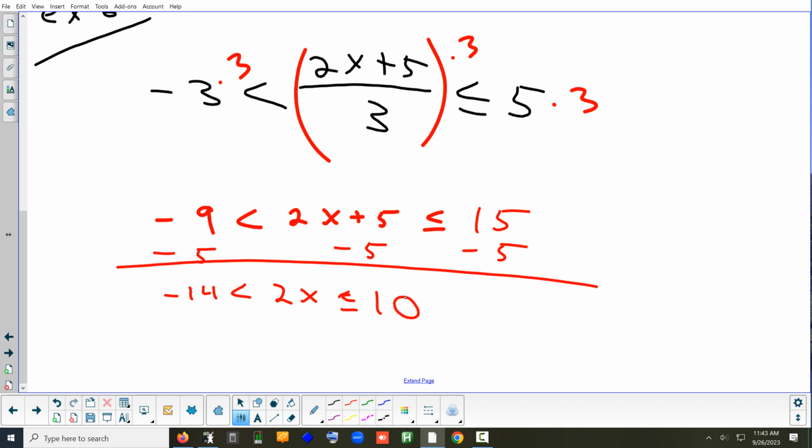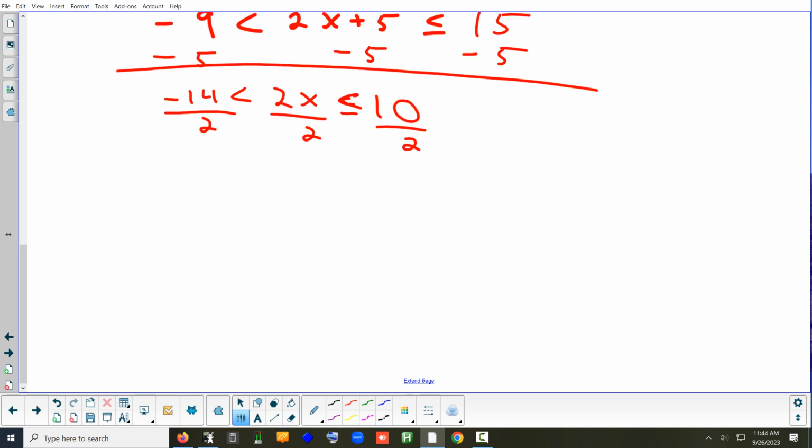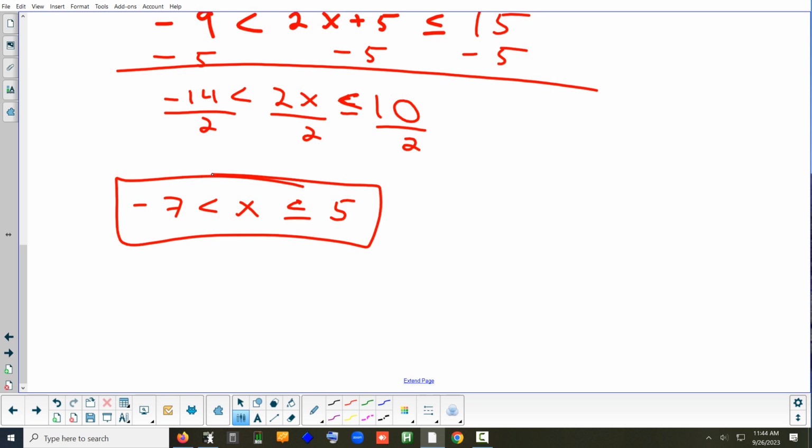Yep. And my last step to get the x isolated in the middle, Mike? Yep, and that's a positive number, so nothing we need to flip. And can you tell me the final answer? Negative 7 is less than x, and then 5 is equal to or greater than x. So what symbol comes right here? Less than or equal to 5. Yeah. Good. So there's your answer.